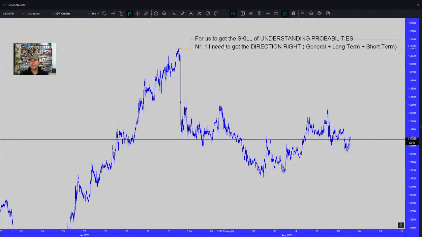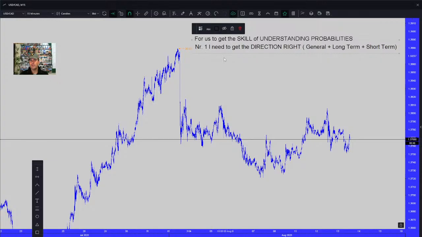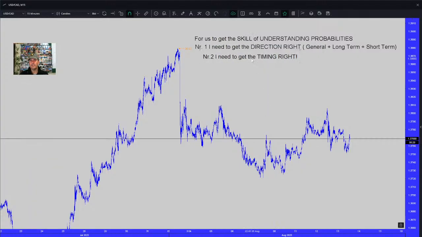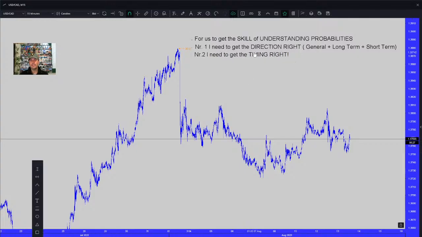For us to get the skill of understanding the probabilities, number one, I need to get the direction right, long term, short term, general. And number two, which is the most difficult, I need to get the timing right. Okay, I need to get the timing right. Does this make sense?